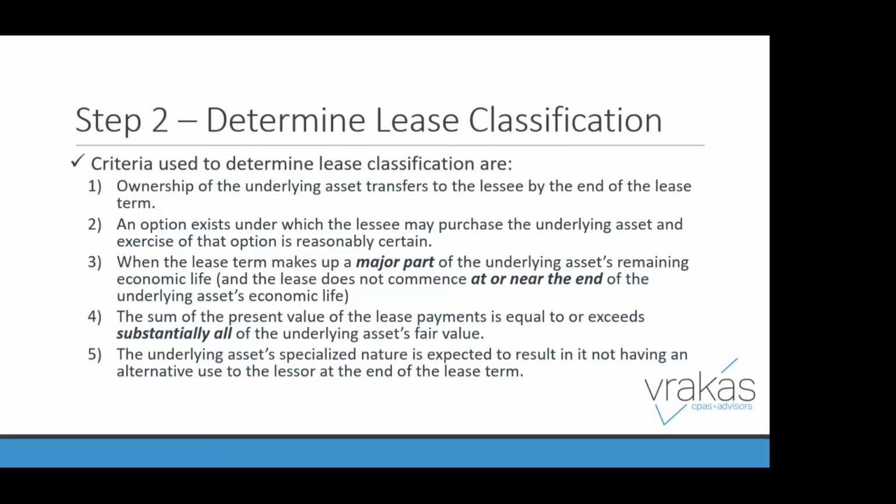So it was a very specific line, a very specific calculation. And if you were above 75%, you triggered. And if you were below, you didn't. Like I said, this new standard is a little bit more vague. It just uses this term called major part. So it doesn't have the bright line.